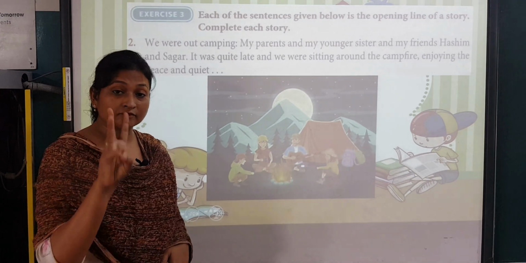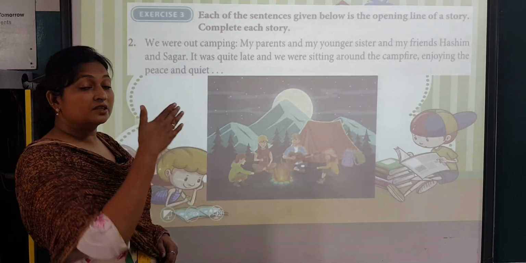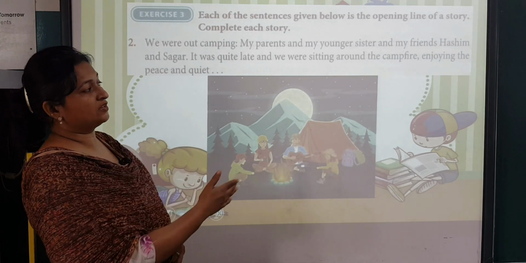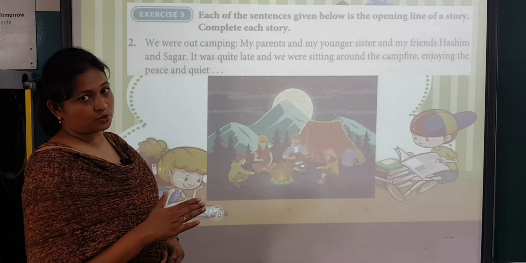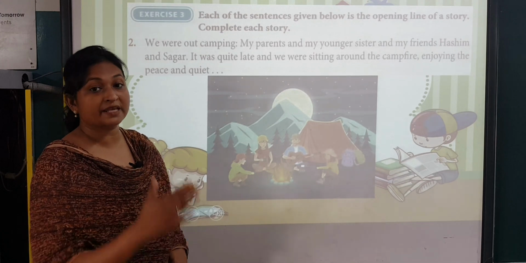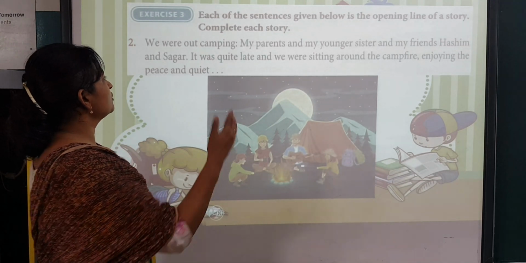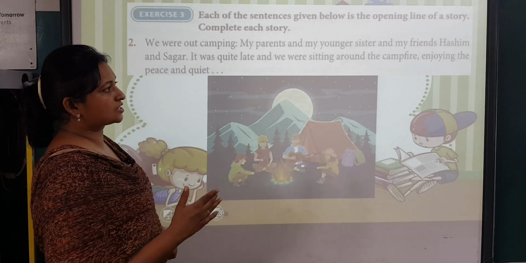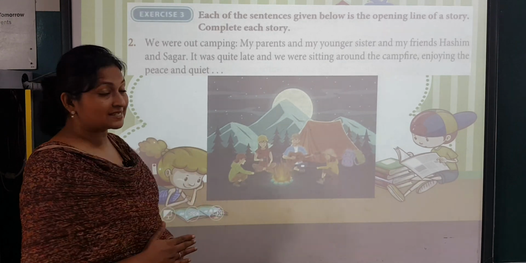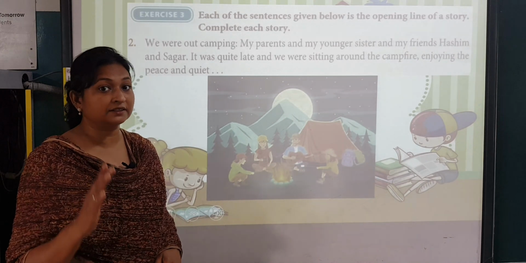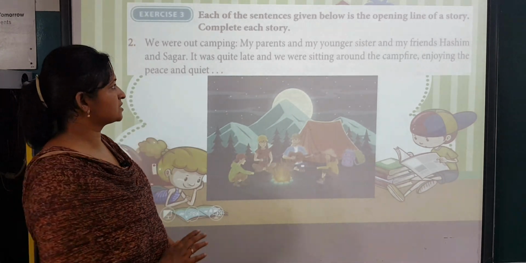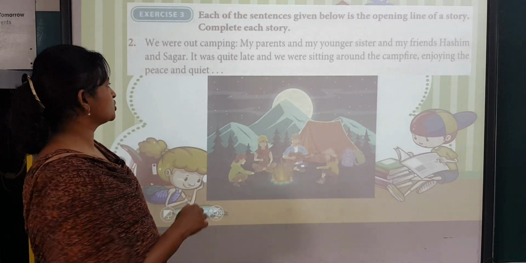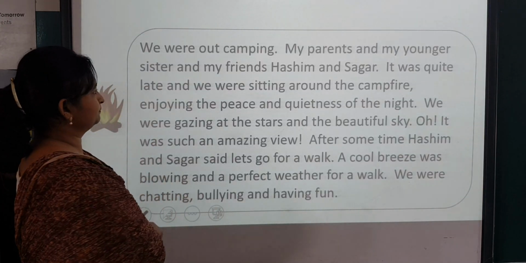Now here we have the third type of story writing, in which the beginning is given. Each of the sentences given below is the opening line of a story. So the opening line is given, and you have to write what comes after it. It is: we were out camping, my parents and my younger sister and my friends Hashim and Sagar. So the characters are already defined, so don't change the names. It was quite late and we were sitting around the campfire enjoying the peace and quiet.